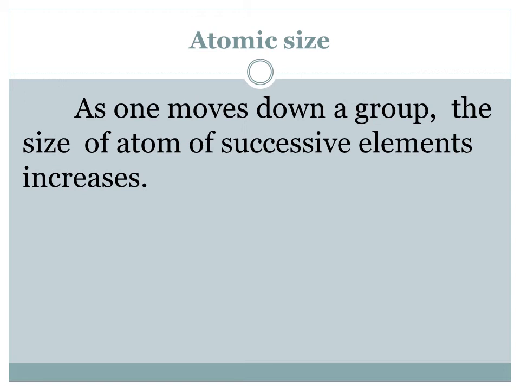For example, in group 1, atomic size increases as we move from lithium to cesium. Group 1 elements are lithium, sodium, potassium, rubidium and cesium. So the atomic size increases when we move from lithium to cesium.